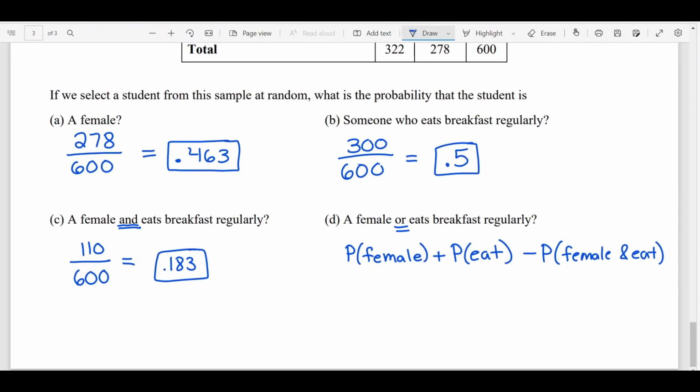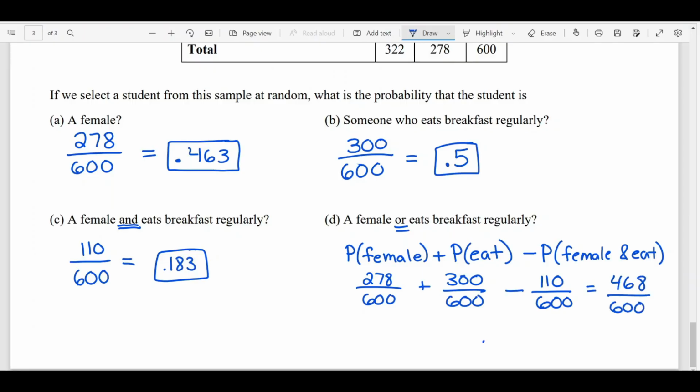So we actually already figured out all 3 of those in the previous problems. We had 278 total females, and we had 300 total people who ate breakfast regularly. In each of those, we have female and eat breakfast regularly, so we don't want to count it twice, so we subtract the overlap where they occur together. And that's going to give us 468 out of 600, which is 0.78. You could have also done this with the decimals as well. That would have been totally fine, but I wanted to use the fractions here.